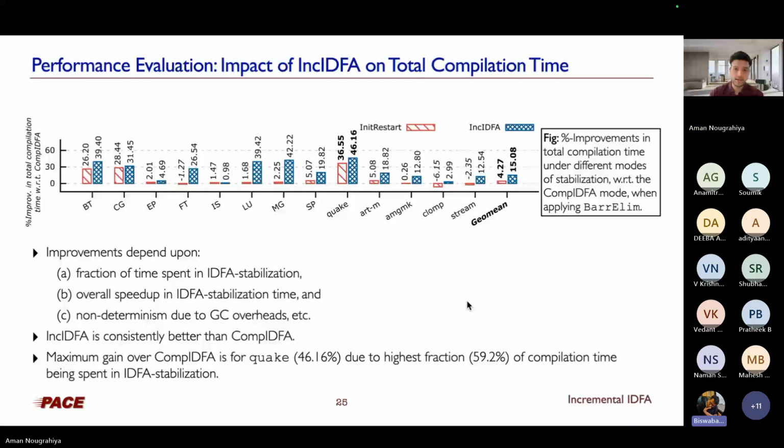But the primary contributor is option A, the fraction of time spent in stabilization, for this improvement? Yes, it's a mix of A and B. It's analogous to the way we say that the maximum benefit we can get in terms of parallelization depends upon the amount of code which is parallelizable. So out of 100 seconds of compilation time, first we have to identify how much time is spent in stabilization, and then we have to identify what is the best that we can do in that stabilization window. So these are the two main factors here.